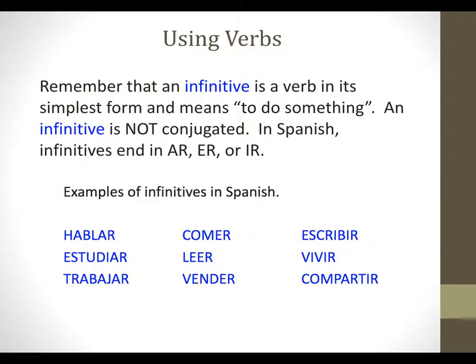Okay, now remember that an infinitive is a verb in its simplest form and it means to do something. An infinitive is a verb that is not conjugated, and in Spanish, infinitives all end in either AR, ER, or IR. Okay, so here I have three examples of each type. Okay, so once we've gone through these quickly, I'm going to need you to pause the video and fill in a little bit more of, it looks like the rest of Part A of your note guide.